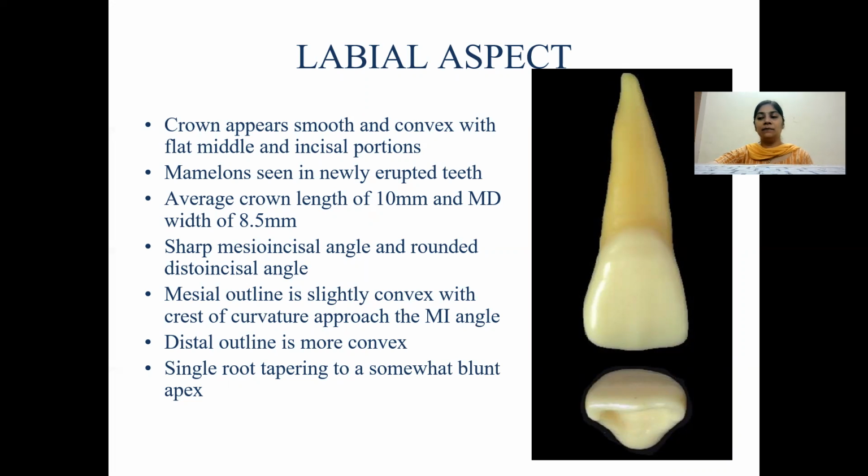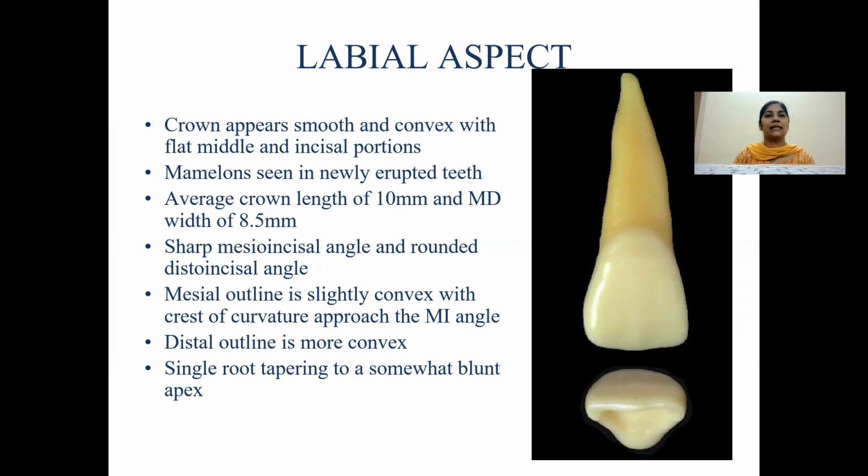In the labial aspect, the crown appears smoother and is convex with flat middle and incisal portions. It is a squarish or rectangular shaped tooth. Mamelons, as I already said, will be seen in the newly erupted tooth. They are not seen in this inset picture. The average crown length is 10.5 mm, and the mesiodistal dimension is 8.5 mm. You'll have a sharp mesoincisal angle and a rounded distal incisal angle.